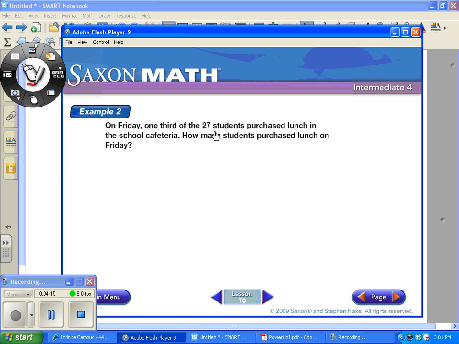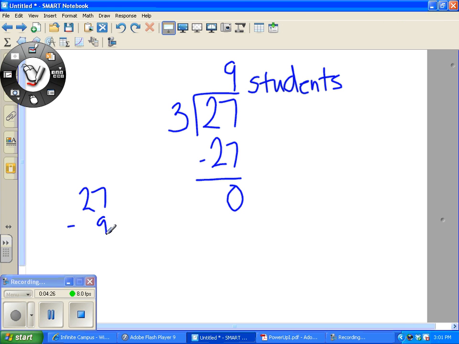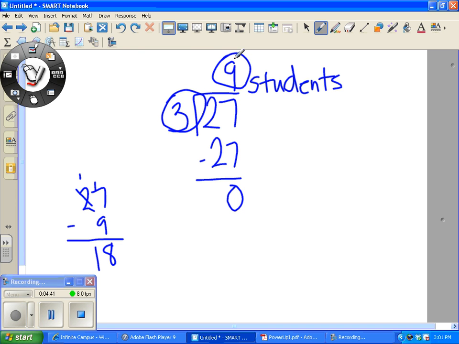Now we could make this harder and figure out, okay, well, how many brought their lunch then, or how many did not purchase in the school cafeteria? And we know if the whole is 27, we could take away that 9. Watch this. And that would be 18 students did not buy their lunch in the cafeteria. Okay? And how do you check yourself with this kind of problem? You take what you got as your quotient and your divisor, and you get the product of those two numbers. So 3 times 9 truly does equal 27. So that's check, check.